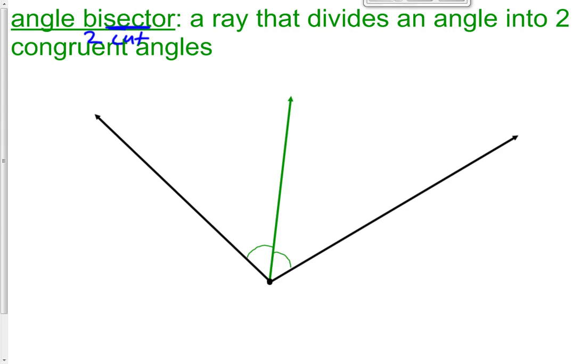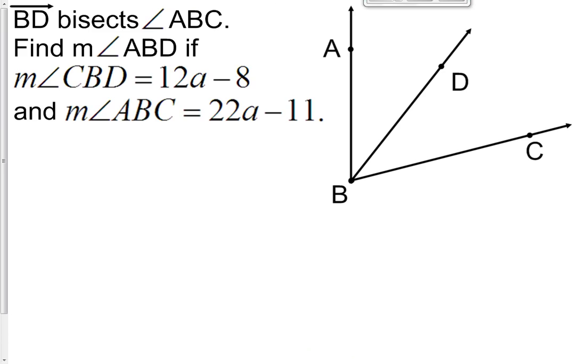So this is where if the whole angle, this looks clearly obtuse, is 150 degrees, that means an angle bisector would cut it into 75 degrees and 75 degrees. It cuts it exactly in half. The two angles that it makes are congruent to each other. And that's what a bisector does. So now we can use that to solve more problems, such as this one.